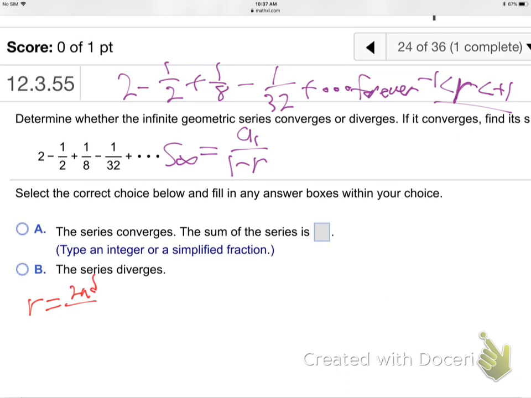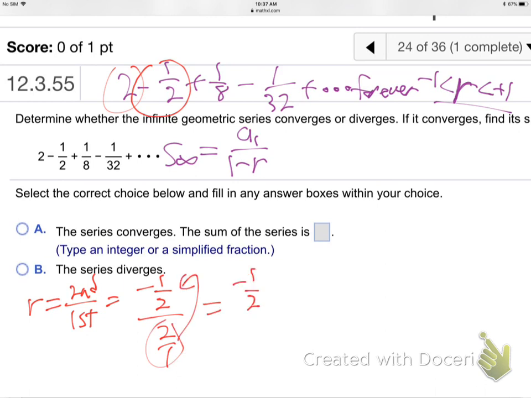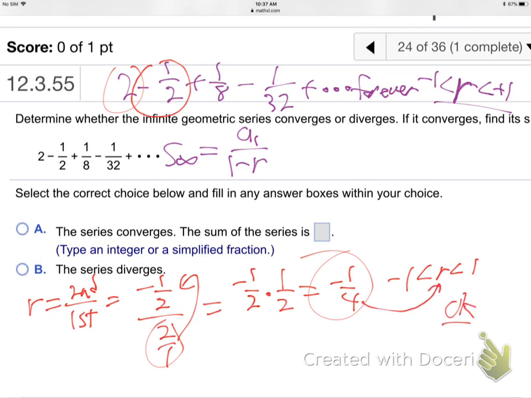R is second term over first term. So second term over first term. Negative 1/2 over 2. Like that. We put this over 1 and flip them up. Negative 1/2 times 1/2. Negative 1/4. That good for R there? So there's R. Now, and that is, by the way, a number between negative 1 and positive 1, huh? So it's okay. Green light, we can use the formula.